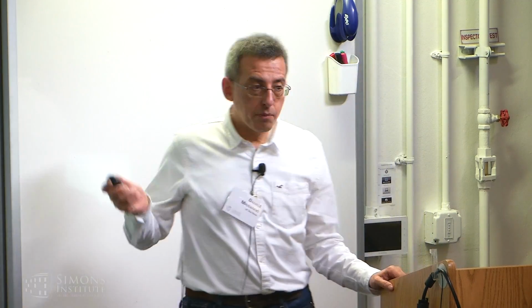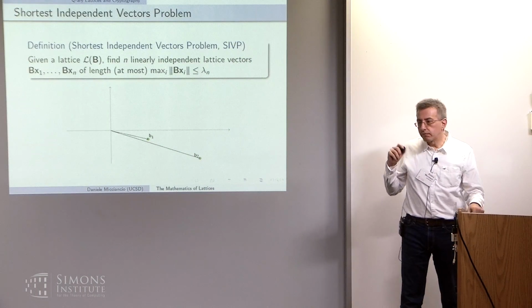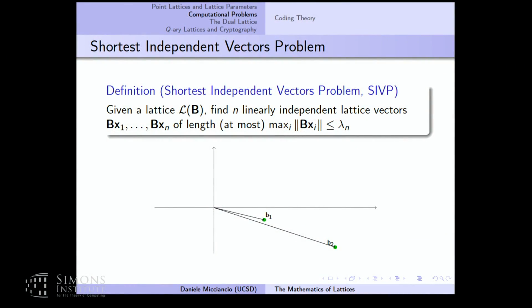Okay, so one last problem, and this problem is perhaps less common, but it became a central problem with lattice cryptography, because it's probably the most relevant problem for lattice cryptography. It is the one associated to lambda n, the last successive minimum. This is called the shortest independent vectors problem. You are asked to find not just one short lattice vector of length at most lambda 1, you are asked to find n linearly independent lattice vectors of length at most lambda n. Notice they can all be bigger than lambda 1.